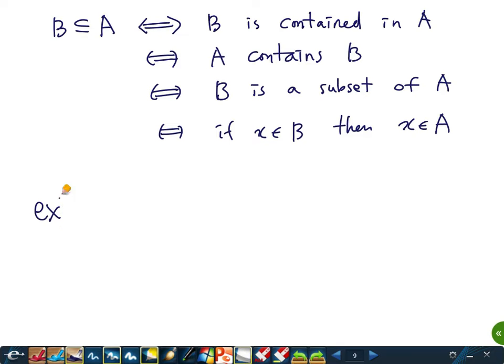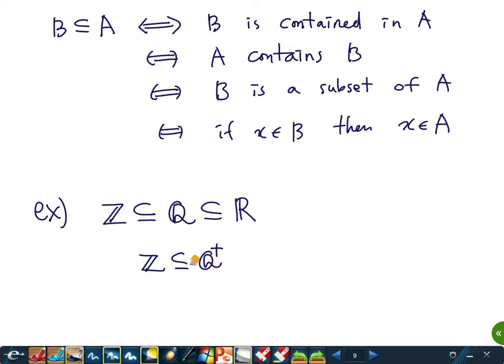Oh yeah, let me give you another example. Z, the set of integers, is a subset of Q, which is a subset of R, real numbers. Is Z a subset of R plus? No, because it has an element that is not in R plus. -1 is not in here, so it's not. Any questions so far?